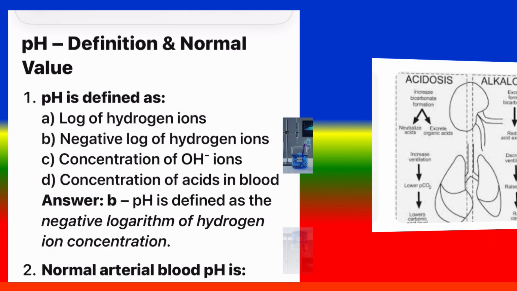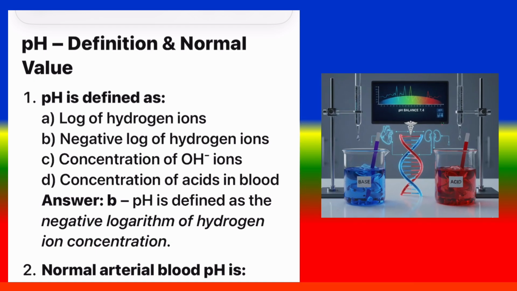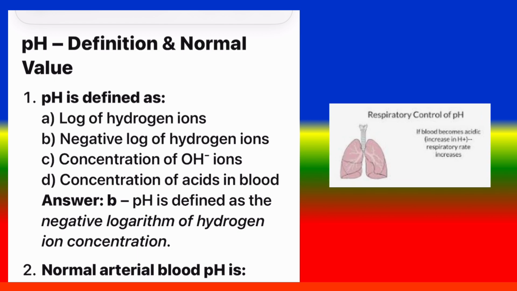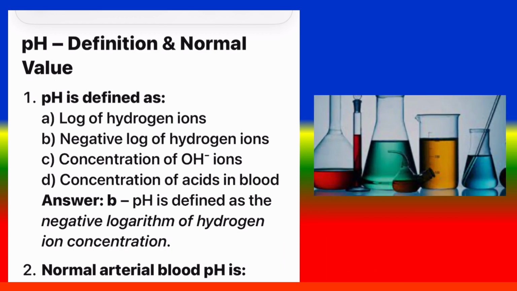1. pH is defined as: A. Log of hydrogen ions, B. Negative log of hydrogen ions, C. Concentration of OH- ions, D. Concentration of acids in blood. Answer B. pH is defined as the negative logarithm of hydrogen ion concentration.